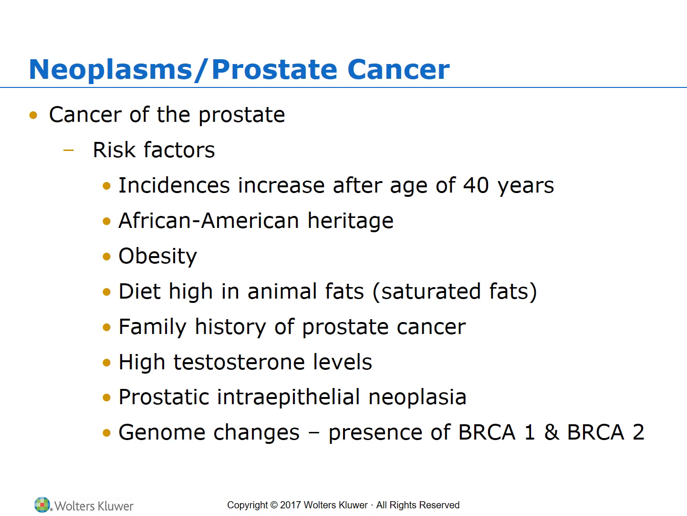High testosterone levels. Prostatic intraepithelial neoplasia, where the cells look abnormal under the microscope, and usually there are no symptoms until age 50. And then genome changes, that's the presence of BRCA1 and BRCA2. Cancer of the prostate commonly metastasizes to bones, lymph nodes, brain, and lungs.